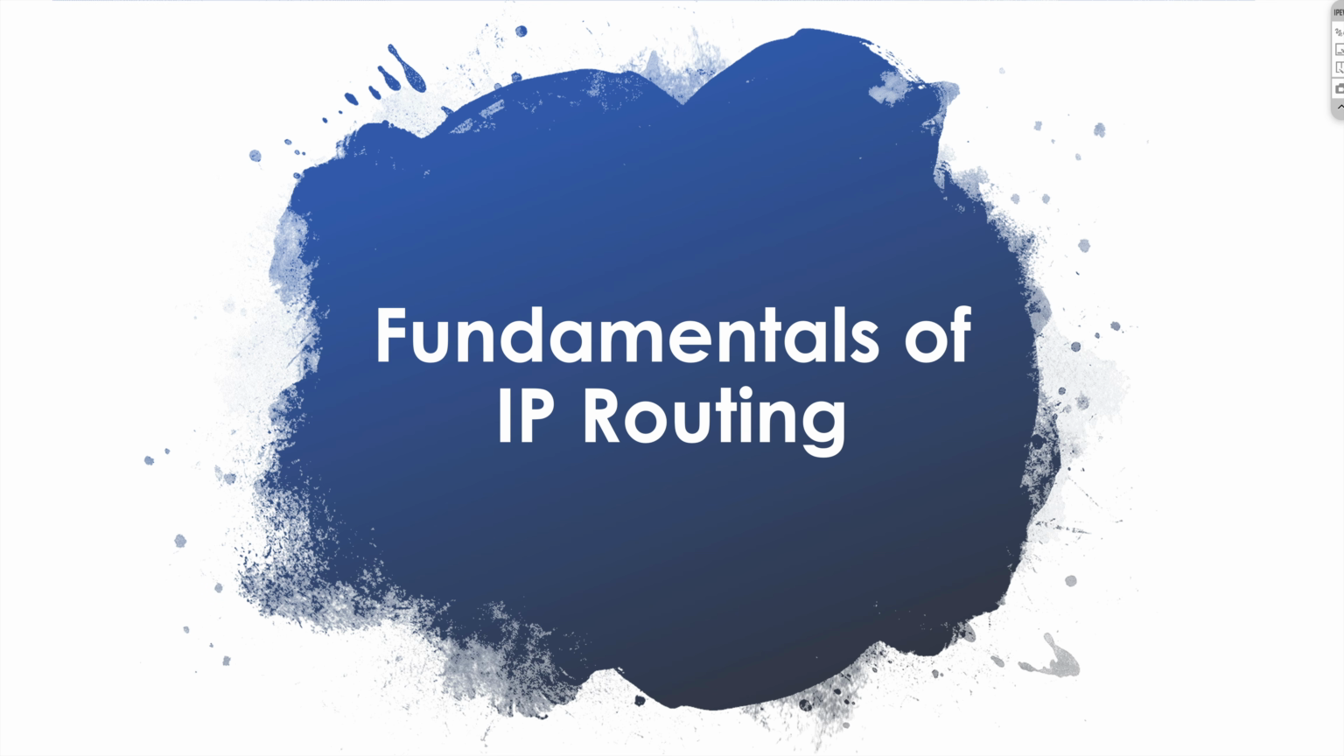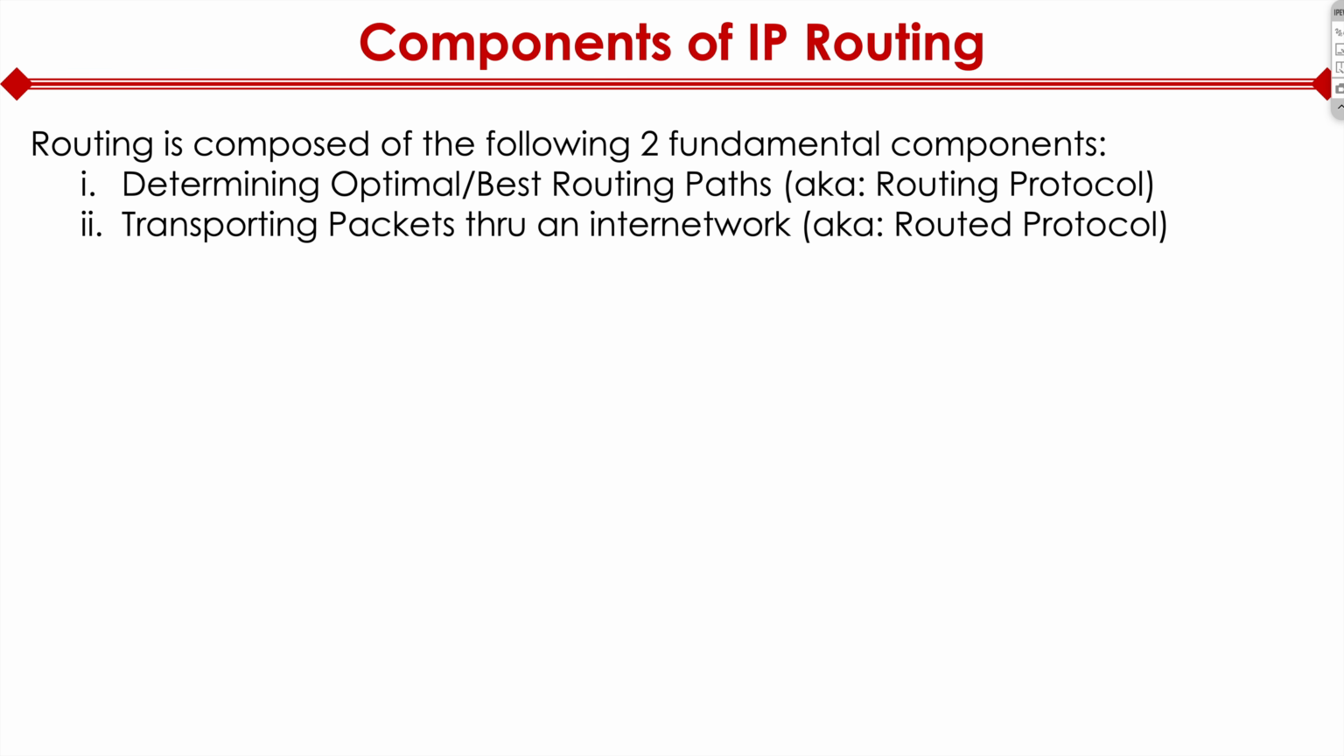So now that we understand the mechanics of IP routing, we're going to quickly take a step back and do a 10,000-foot overview of the fundamentals of IP routing. There are 2 components of IP routing. First is determining the optimal path, which is called the routing protocol, and the other is transporting packets through a network. That's called routed protocol. Now let's quickly zoom into each.